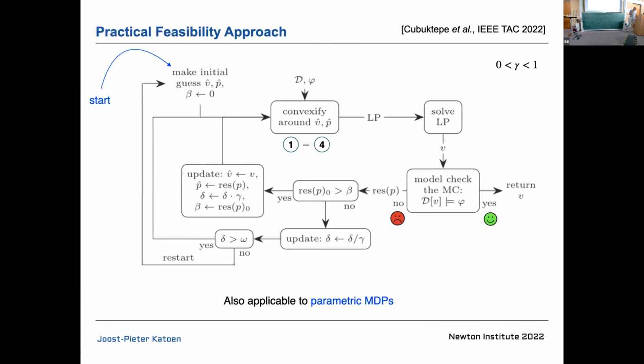This, by the way, is also applicable to parametric MDPs, and then you get an equation system, but the same kind of scheme. So what we see here is a tight interconnection between, on the one hand side, mathematical optimization, and on the other hand side, model checking. And I'm going to show you what's the effect of doing this check in a minute.